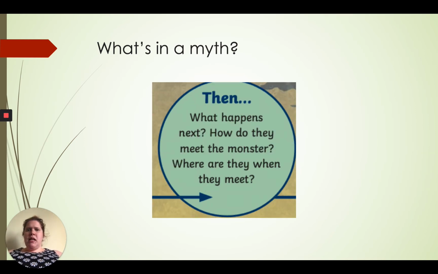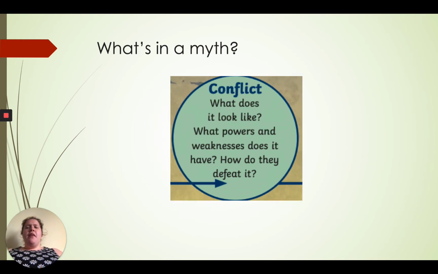But what happens next? Do they meet the monster? How do they meet the monster? Where are they meeting them? When are they meeting them? Think about the 5 W's. What, when, who, how, why, where. I probably said all of them plus one.